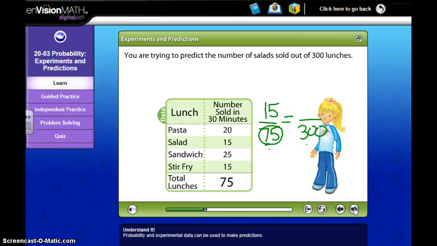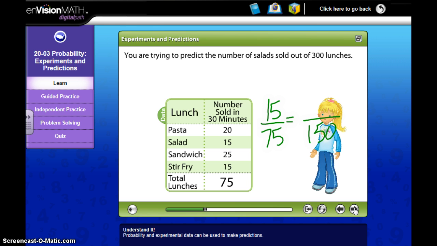Two 75s make 150, right? So you're right. So up here I'll do the same and get 60. So if we sold 300 lunches, a good prediction would be about 60 of them would be salads. Let's do the same thing again, except this time what if we only sold 150 lunches? How many then do you think would be salads?